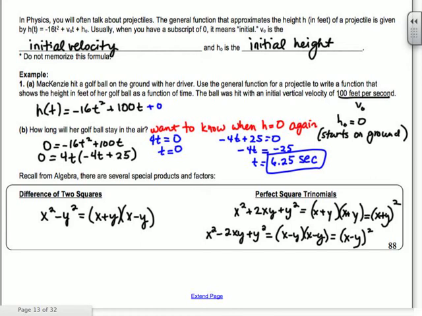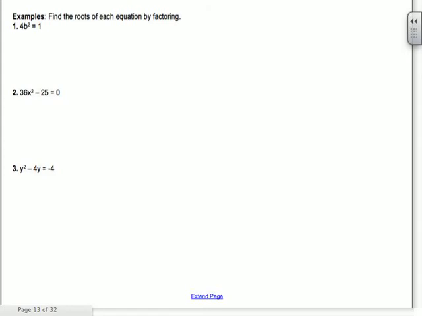Okay, so find the roots of each equation by factoring. Root means solution. So I'm going to do 4b squared equals 1, so I'm going to have 4b squared minus 1 equals 0. I'm going to solve. Oh, I guess I can solve this two different ways, can't I? If I see that, I see I have the difference of two squares. So I'm going to do 2b plus 1 times 2b minus 1 equals 0.